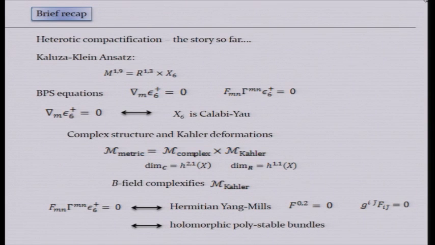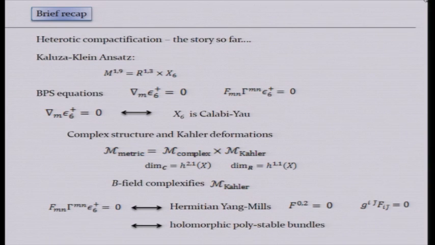Okay? Then we went into a long discussion about the meaning of these constraints, the geometric conditions that they impose. So the condition that you have a covariantly constant spinor means that you have reduced holonomy, or equivalently, that X6 is a Calabi-Yau manifold. It means it's a complex manifold. It has a Kähler form, which is closed. Therefore, it's a Kähler manifold. And it has a vanishing first Chern class.